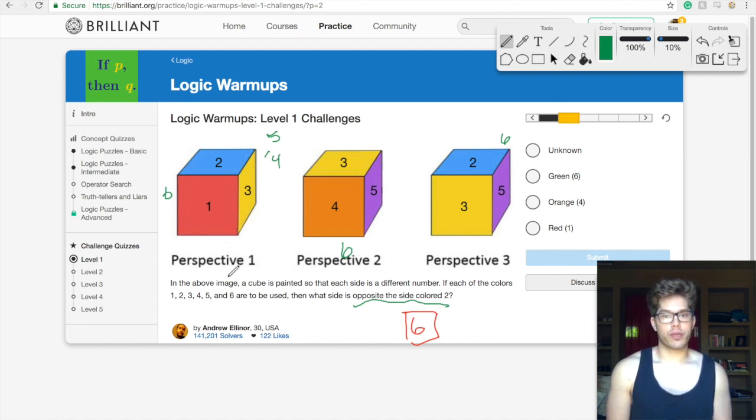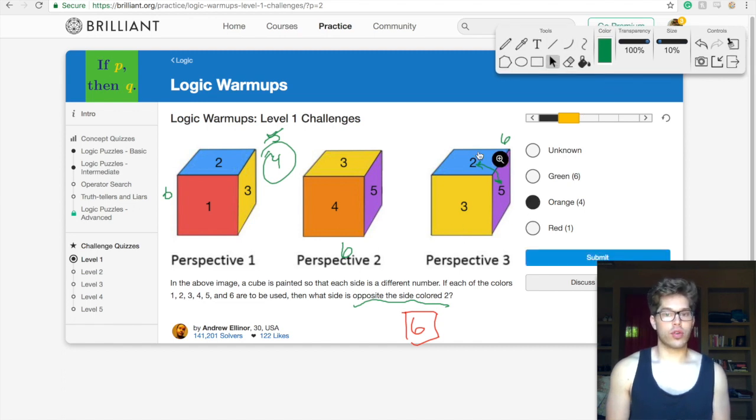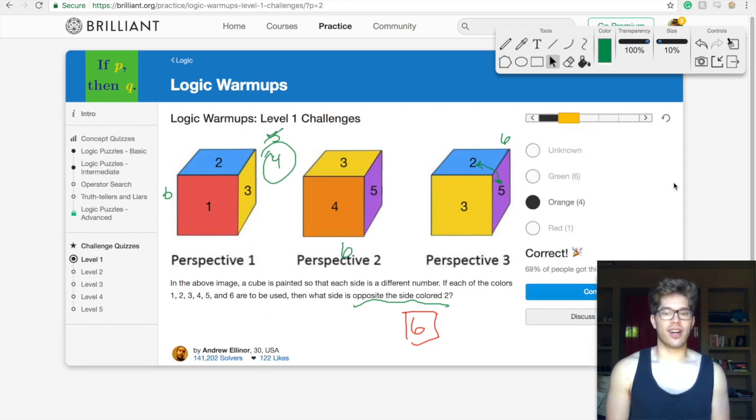Well, I'm looking at perspective 3, and we see that 5 is adjacent to 2. So that means it must be 4. So 4, the orange face, is opposite to the blue face. Awesome. Great work.